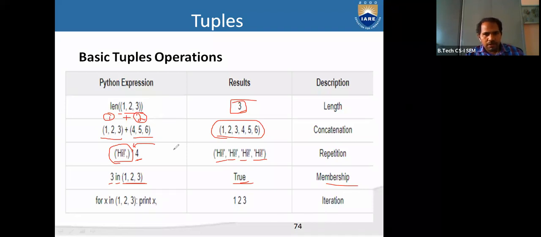Now observe that x in only a single tuple. Here I am taking one tuple only: 1, 2, 3. This is a tuple only. Now this 1, 2, 3 tuple is assigned to x. Print x. What is x? x will be printed as 1, 2, 3, one by one. So it is an iteration. First one: x takes the first one. First one will contain 1, 2, 3.